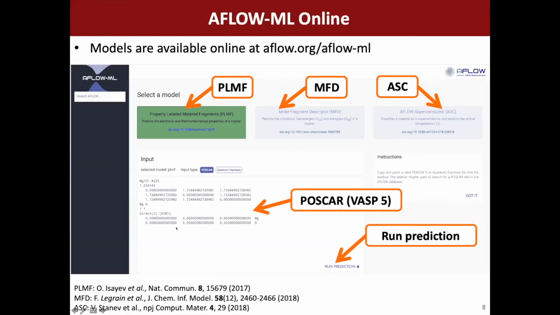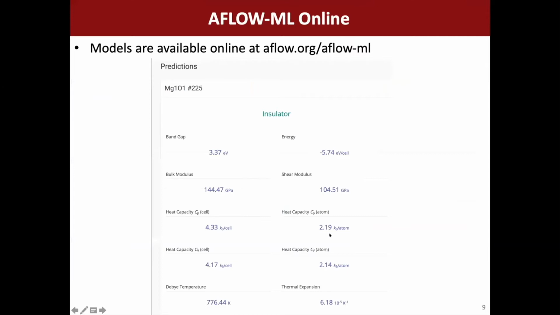And then once we've copied and pasted our POSCAR of interest in here, we can click down here to run the prediction. After a little bit, maybe 30 seconds or a minute or so, you'll get the results back for this prediction. First of all, it'll give you some structural information. In this case, it gives you the space group number. It'll also tell you whether it's a metal or an insulator. In this case, this material is an insulator with a band gap of 3.37 electron volts. It gives you an estimate of the energy per cell. And then we get the mechanical properties, so things like bulk modulus and shear modulus. Then we get thermal properties, so heat capacity per cell and per atom, Debye temperature, thermal expansion, and so on.